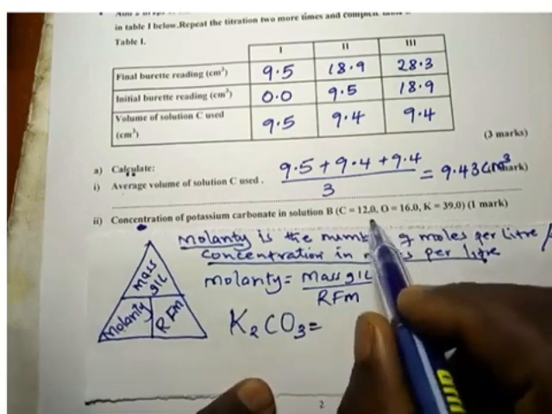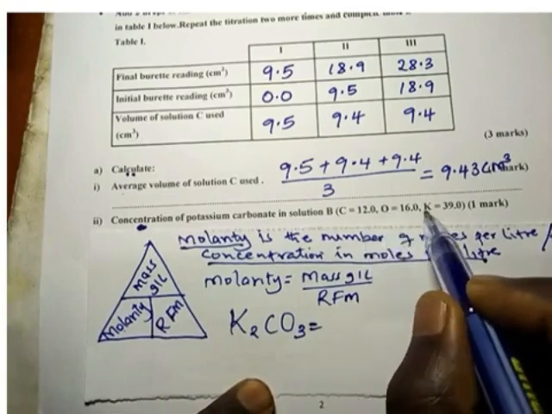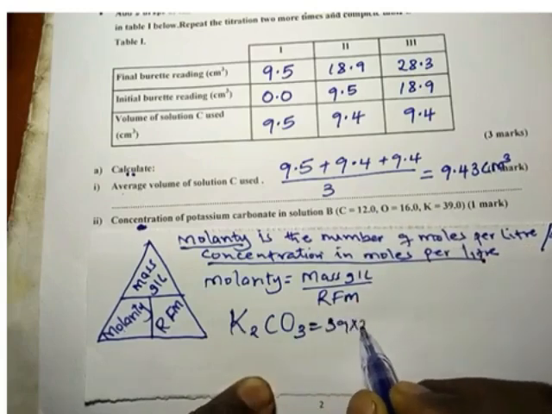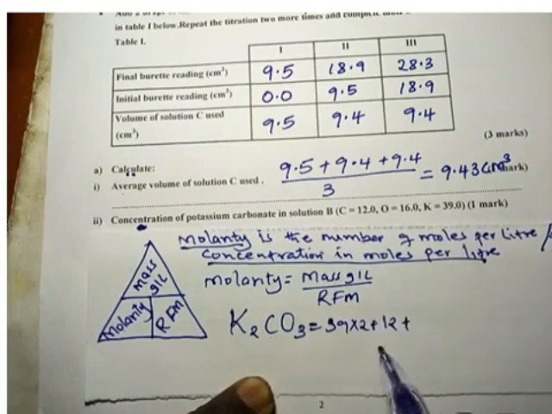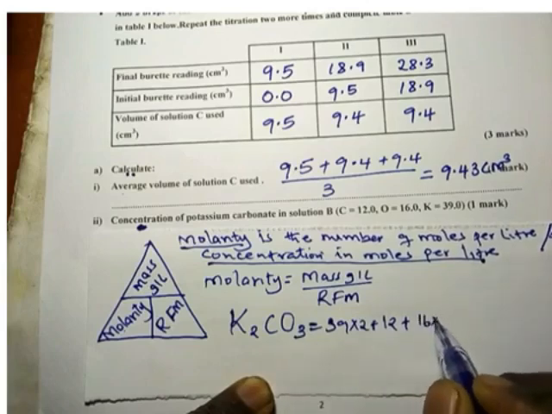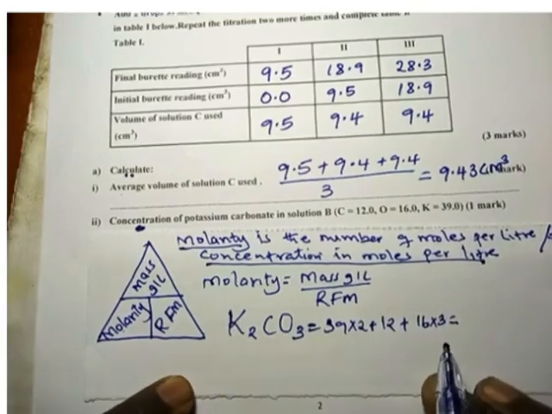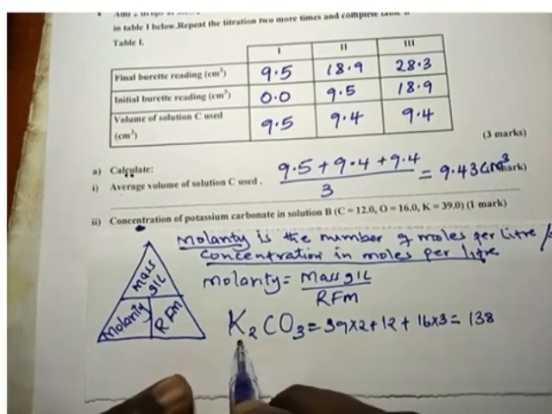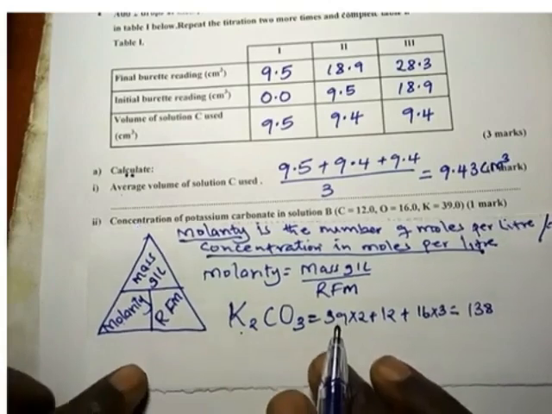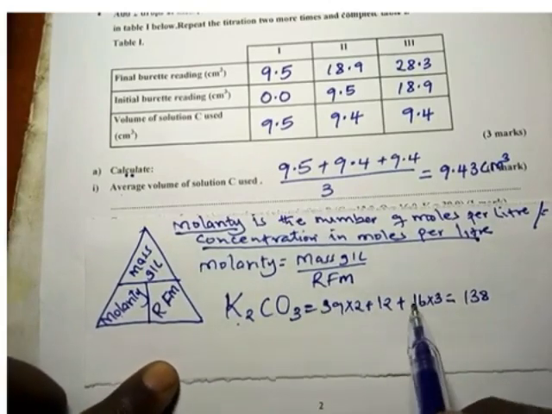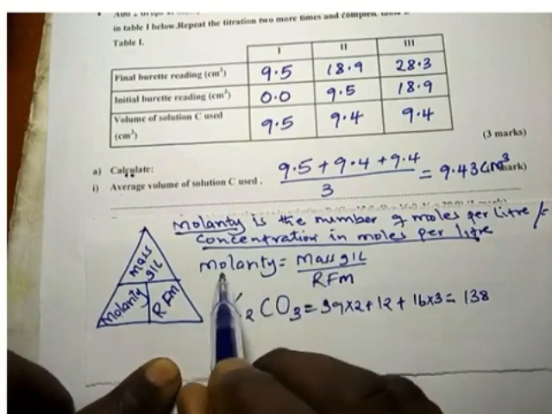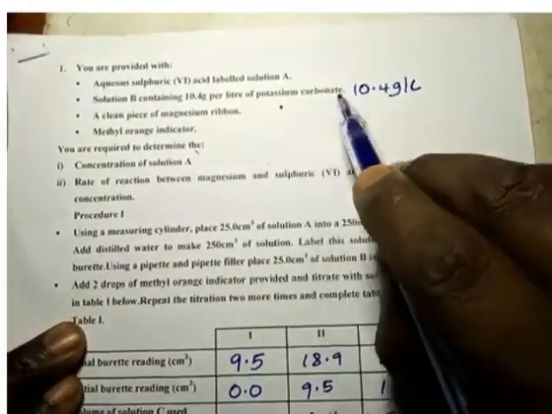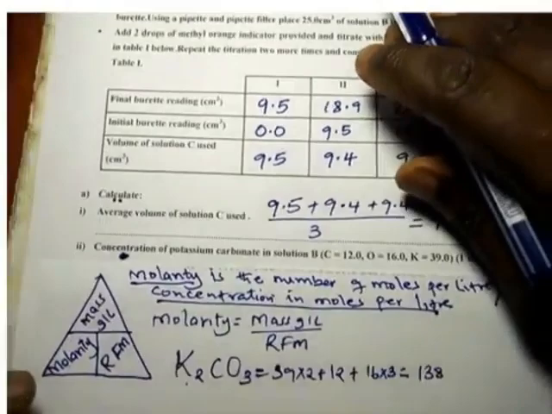So you have been given the relative atomic masses. Carbon is this, oxygen is 16, potassium is this. So what you do, you just add potassium, that is 39, times 2, plus carbon, which is 12, plus 16 times 3, which is 48, and it will give us a total of 138, and that is the RFM of potassium carbonate. Now, because we have the RFM of potassium carbonate, we want molarity equal to mass in grams per liter over RFM. We were given the mass of potassium carbonate in grams per liter. So we just bring it here.